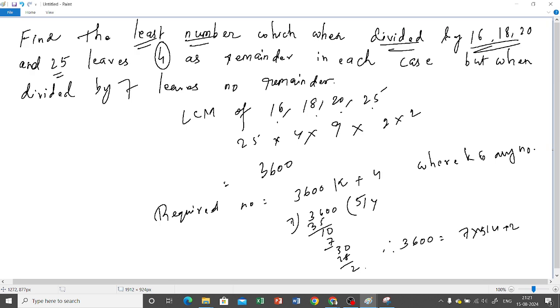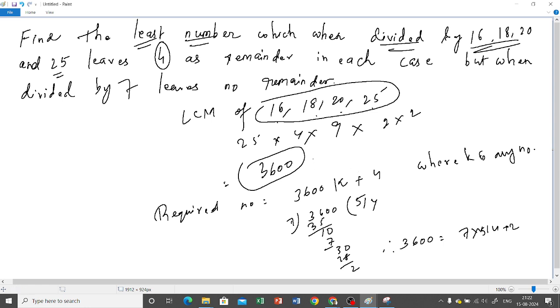I need to find out the least number which is completely divisible by 16, 18, 20, and 25. What is that? 3600. Done. Now see, it is given that this same number, the least number, so 3600 is not my required number. 3600 is the number which is completely divisible by 16, 18, 20, and 25.